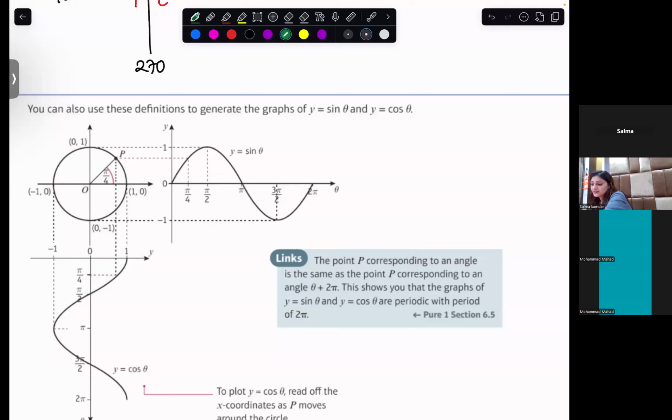Now we will try to find equivalent angles, okay, using the CAST and using the graph. You know your sine graph repeats every 360 degrees. So this would be 0, 180 and 360. I hope you're with me. Yes, miss. Pi by 4 is 45 degrees. Yes. So I want the equivalent angle of 45 degrees.